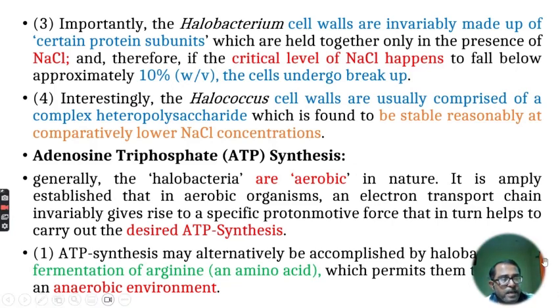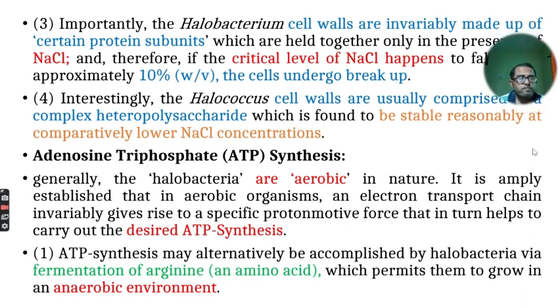Now these halobacteria also obtain the energy by fermentation of arginine amino acid. And when this bacteria ferments the arginine amino acid, it ferments this amino acid in anaerobic condition. So this bacteria can grow as an aerobic bacteria as well as anaerobic bacteria. And when it is growing in anaerobic condition, it ferments the arginine and obtains the ATP, which is required for the cells to function.